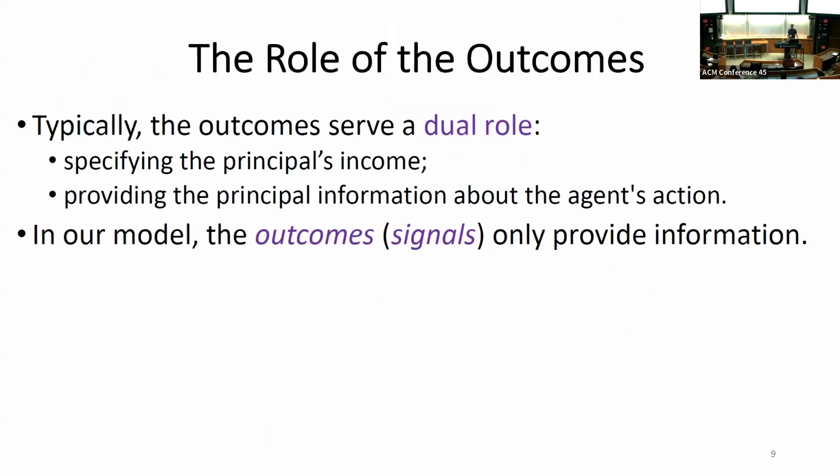In the general principal agent setting, the outcomes have a dual role. First of all, of course, they specify the principal's income, but also they provide the principal with some information about the action of the agent. But in our model, the outcomes are only responsible for the latter. They only provide information for the principal about the action of the agent, and therefore we'll refer to them as signals from now on. Not outcomes, but signals.